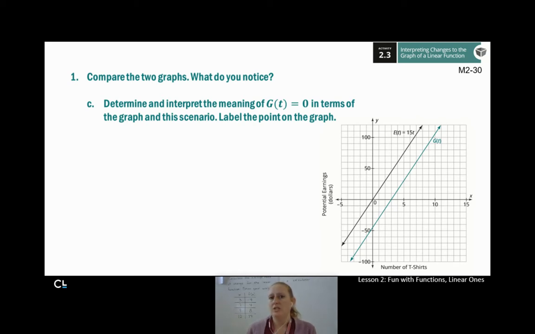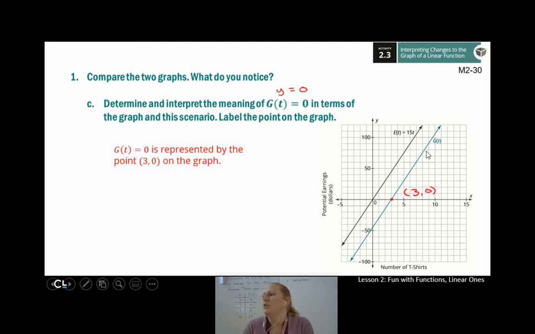Last time we said g of 0 meant that's when x equals 0. But now I'm saying g of t equals 0. So I'm actually saying, when does y equal 0? Well, on g, y equals 0 right there. That's where y is 0. Oh, so that's actually not a y-intercept anymore. That's now an x-intercept, isn't it? So it looks like the point is at (3, 0). So g of t equals 0 is represented by the point (3, 0) on the graph. So it's where it intersects my x-axis, not my y-axis.